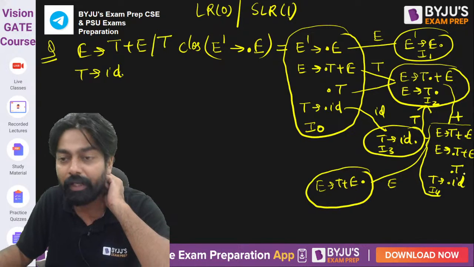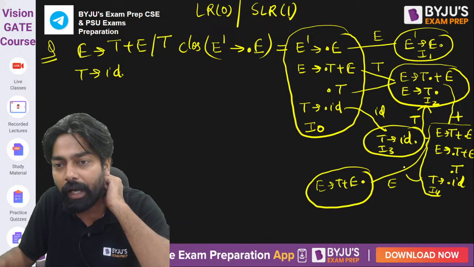It will go to I2. Fine. And what about T goes to ID? It will go here. ID, it will go here. Fine. Okay, ID will go here.